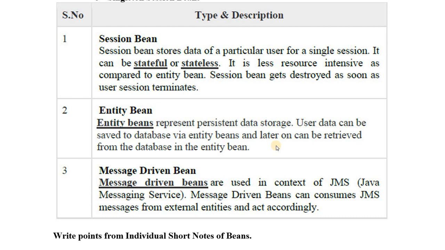The last type of bean is message driven bean. Now message driven beans, they are used with JMS, that is Java Messaging Service. So whenever you want to communicate with someone via asynchronous messages, you can use message driven bean. So what message driven bean do is, they consume the JMS messages from external entities and they act on those messages. So in message driven bean, you will write the logic which will be executed depending upon what message you have received.